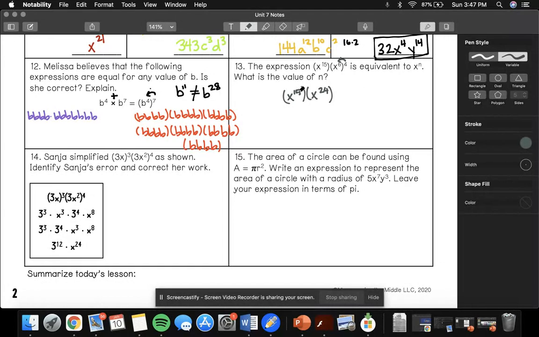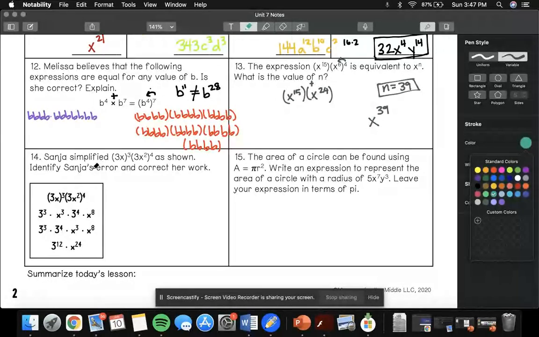Okay. So now I have x to the 15, so it means I have 15 x's in a row being multiplied by 24 more x's in a row. So that shortcut is just to add the grand total together. So that would be x to the 39th. Okay. So it says, what would the value of n be? Well, n would have to equal 39 for them to be equivalent.